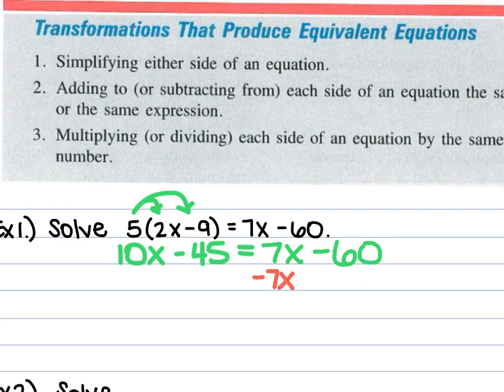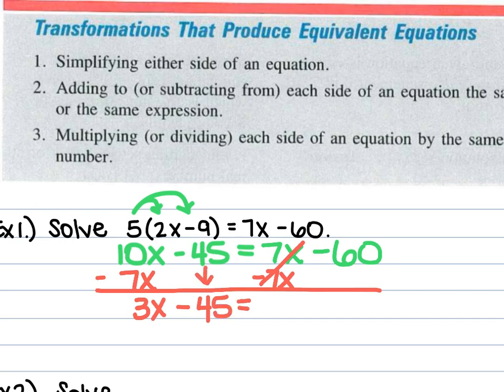And I'm going to use opposite operations, or inverse operations, in order to move my terms over. So the 7x I'm going to subtract from each side. It's going to cancel out from the right side. Bringing it over to the left side, I have 10x minus 7x, which is 3x. Then I drop everything else down. So I'm going to have 3x minus 45 is equal to negative 60.